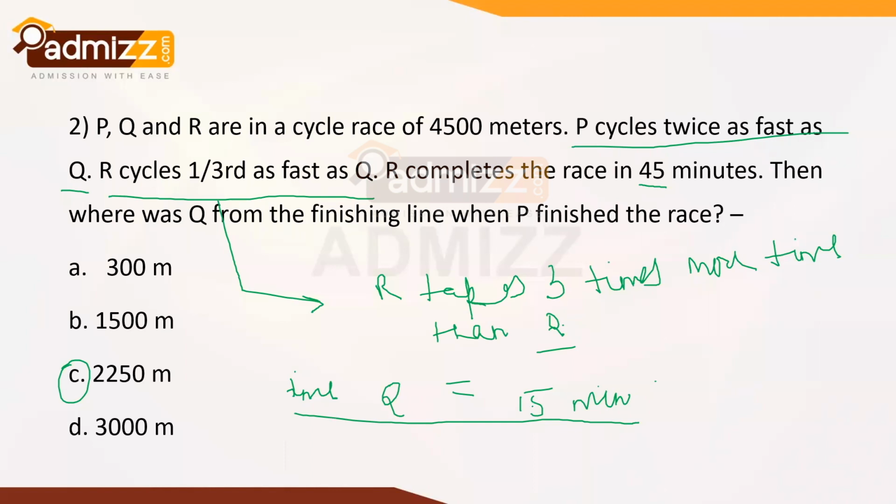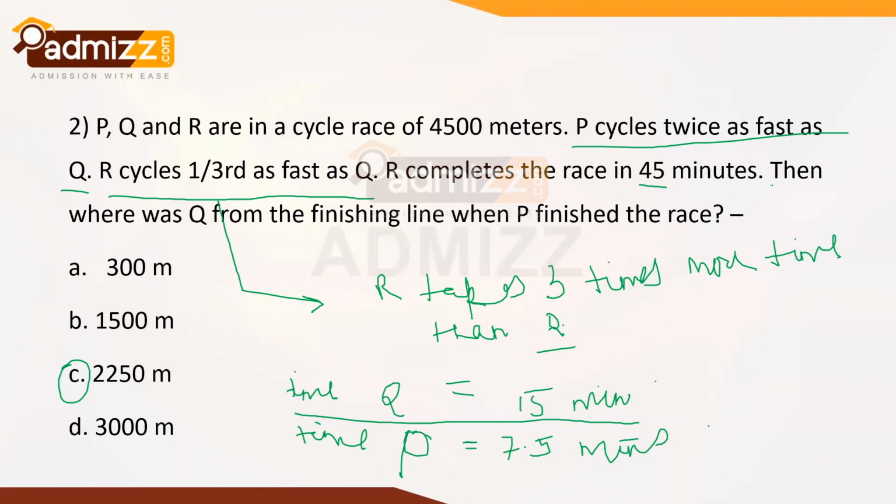What we can also say is that since P cycles twice as fast as Q, it must mean that P completes the race in half the time that Q does. So time for P is equal to half of 15, which is 7.5 minutes. So now take a look at this.